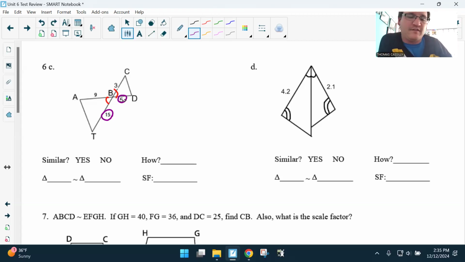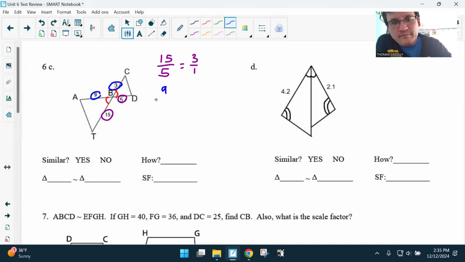Those are the ones I want to compare. It's all about being consistent when we have these similarity ratios. So I'm going to say 15 over 5. That's a fraction we can reduce, right? That is 3 over 1. Just divide them both by 5. Then do the same thing with the other one. 9 is the shorter side on that triangle, 3 is the shorter side on the right triangle. So we have 9 over 3. Guess what? That also reduces to 3 over 1. And that tells us the scale factor. The scale factor in this one is 3.